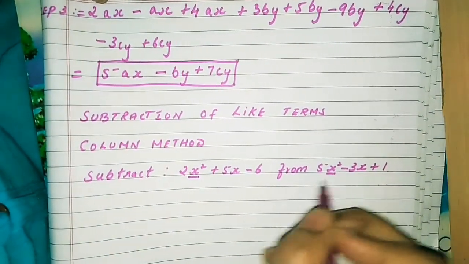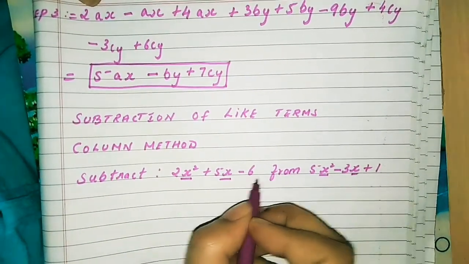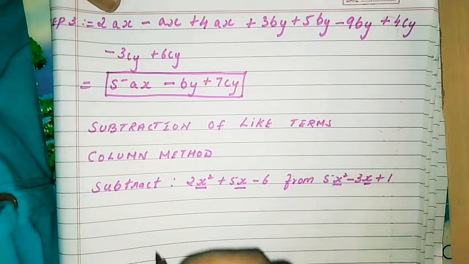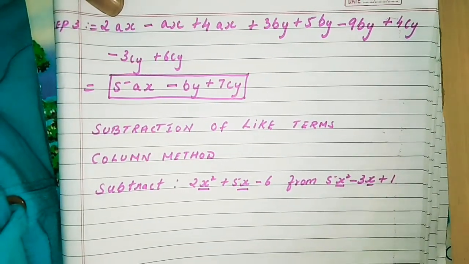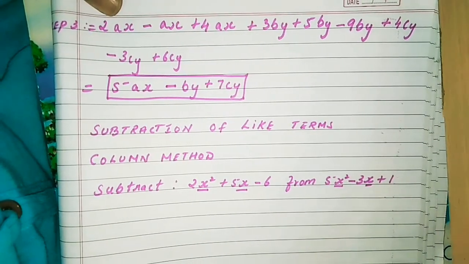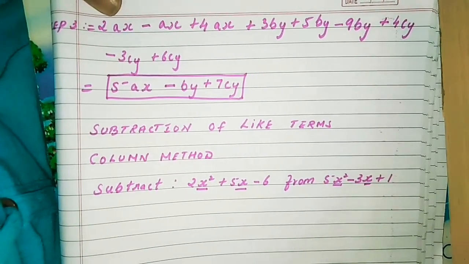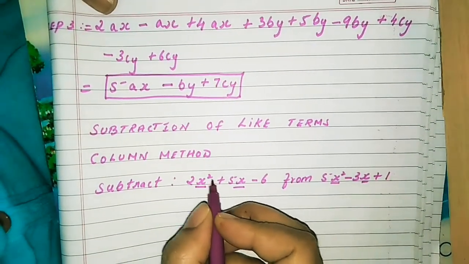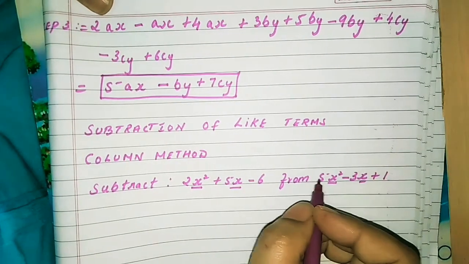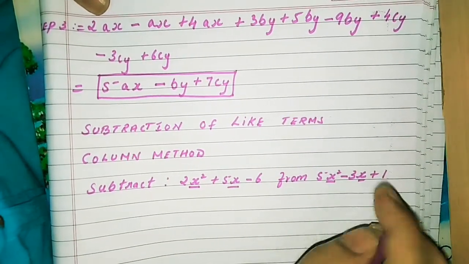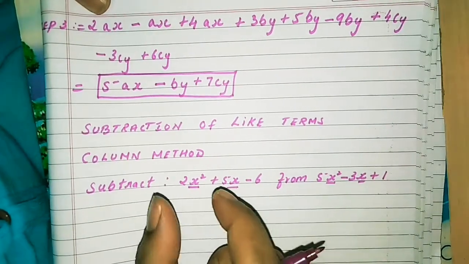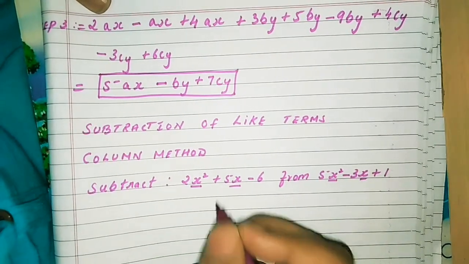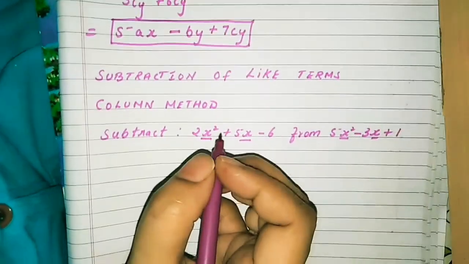x square and 5x and 3x and 6 and 1, these are the like terms. So the like terms have to be written one below the other, but taking care that the expression that needs to be subtracted is written in the second row. So when I have to subtract 2x square plus 5x minus 6 from 5x square minus 3x plus 1, this expression will be written first, and the expression which I'm going to subtract has to be written in the second row.